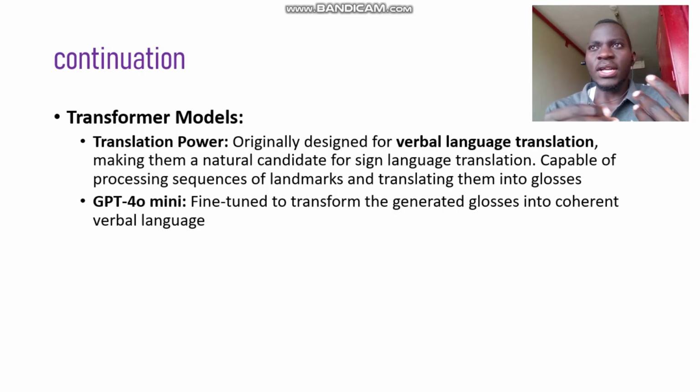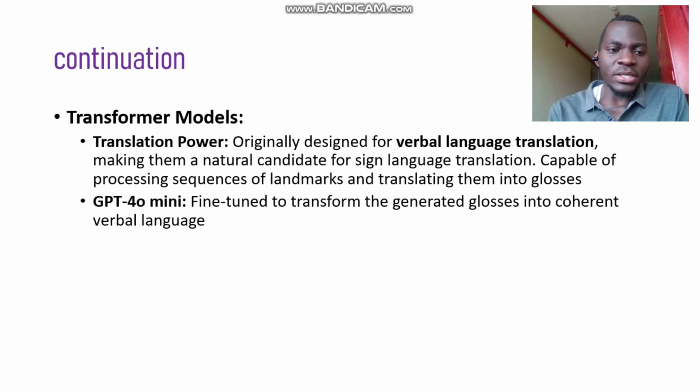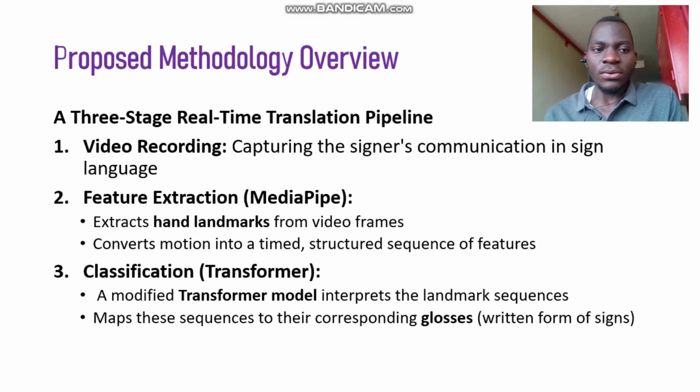Let's say someone has done a sign, so that gloss represents a word in sign. So these glosses are the ones that are going to be interpreted by the GPT-4 mini, which they used, and they fine-tuned it to transform these glosses into verbal language. So after getting the signs, they're turned into glosses, and these glosses are the ones that are understood by the GPT, and then it gives you the output.